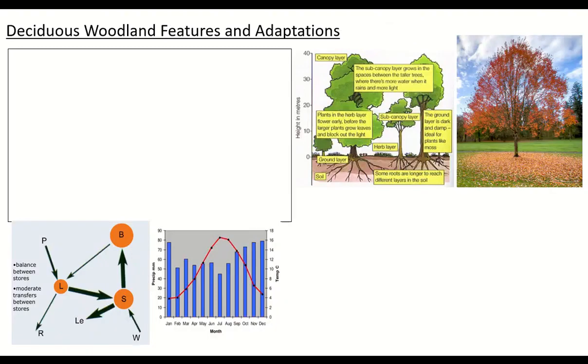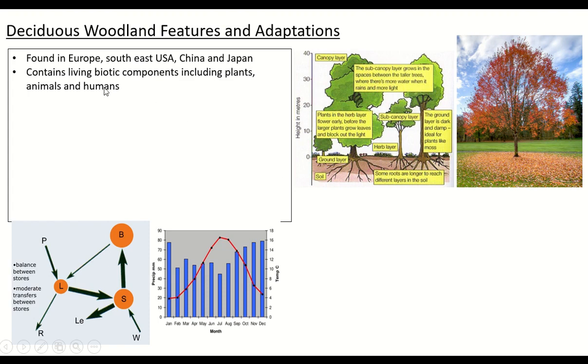Now the last part of this topic is to look at deciduous woodlands. So as with the structure of rainforests, for deciduous woodlands we look at the features and adaptations. Again, you can see another Gersmehl model here, which shows you the difference between this one and the tropical rainforest one if you go back a few slides. So we find them mainly in Europe, Southeast USA, China and Japan. Again, just like the rainforest, it's got biotic and abiotic components.